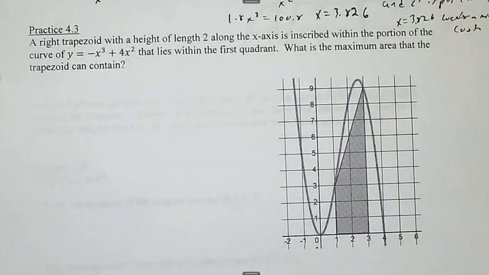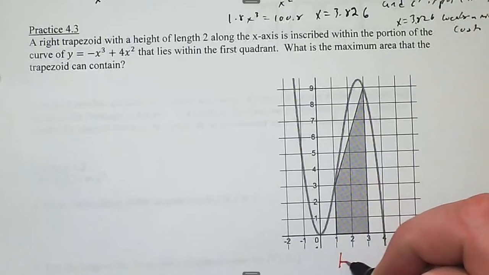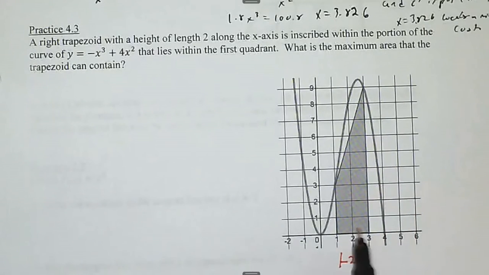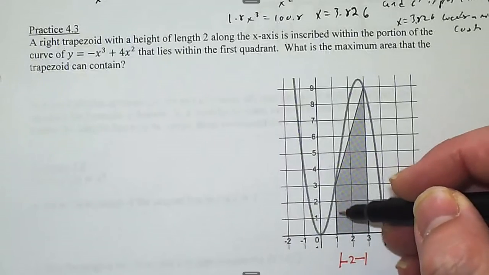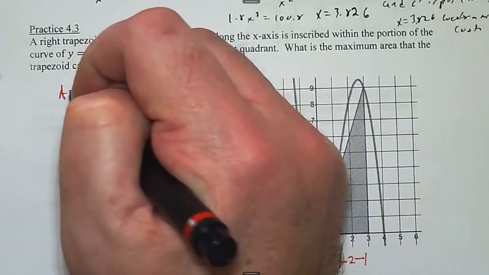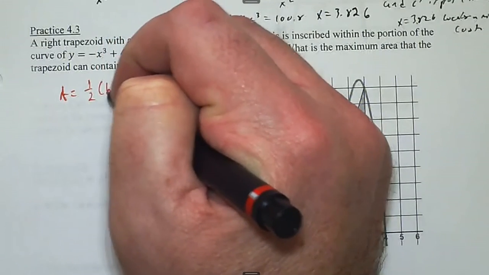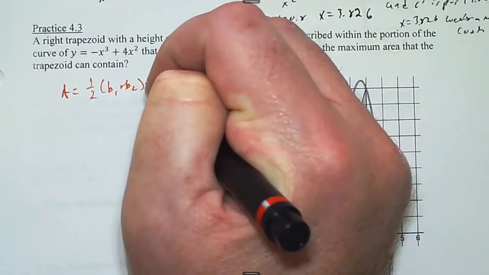So what this is saying is that this right trapezoid is required to have a height, going this way, of 2. Here's your B1 and your B2. The area of a trapezoid is 1/2 times B1 plus B2 times the height.